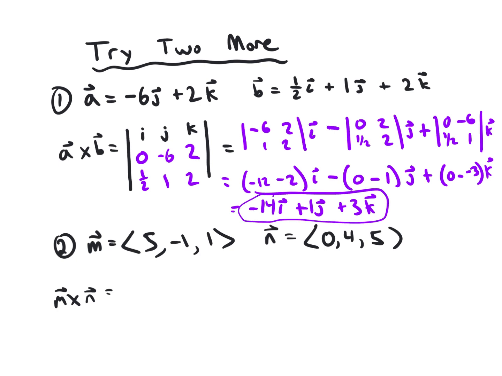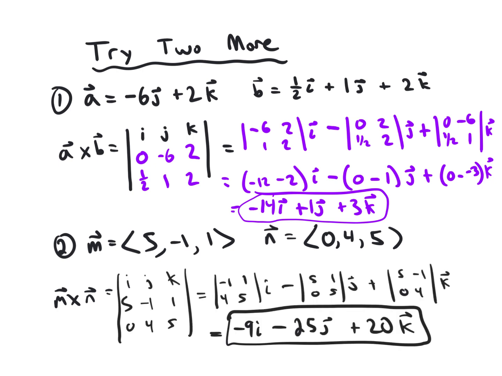There's your cross product. So what I'll have you do this time is definitely pause it, try to do 2, and come up with your answer, and then unpause it and you can check. And yes, you can probably do a little of this in your head, right? So try it out, see what you get. All right, see how you did? Negative 9i minus 25j plus 20k.